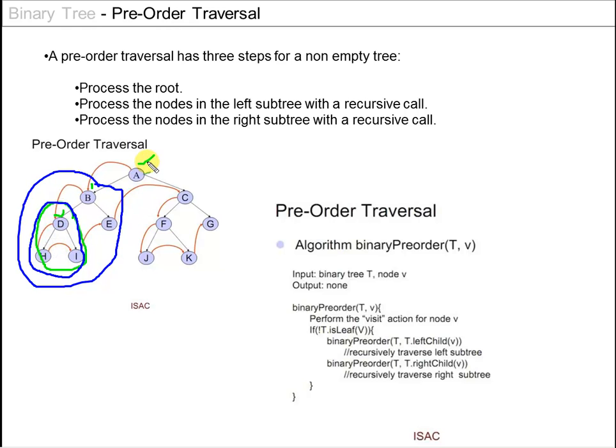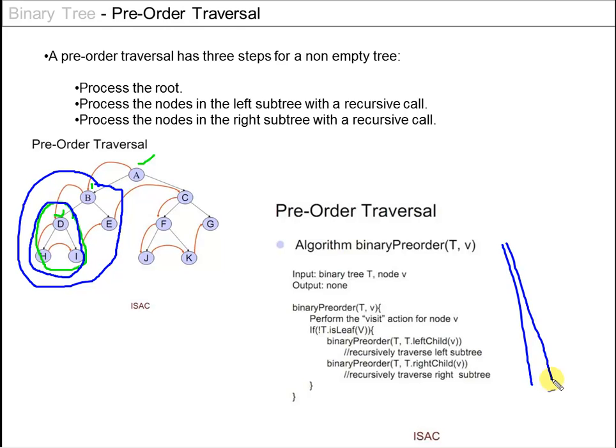So basically what it says is: process the root, process the nodes in the left subtree with a recursive call, and then the nodes in the right subtree with a recursive call. So once it is done, A, B, D, like this, C, then again come back and do this one. The source code for this one is given here, or the algorithm for binary pre-order traversal.